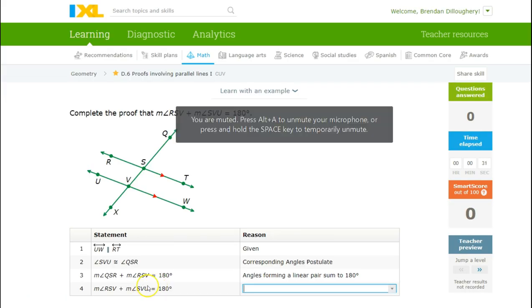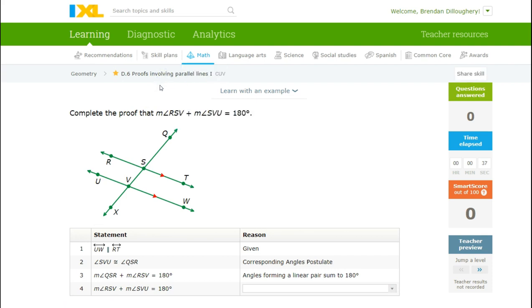Alright guys, I jumped on IXL. I'm on D6 proving proofs involving parallel lines. So this is essentially the forwards. If parallel then, D7 is the converse, and that's what the next video will be on. So for this, let's start.